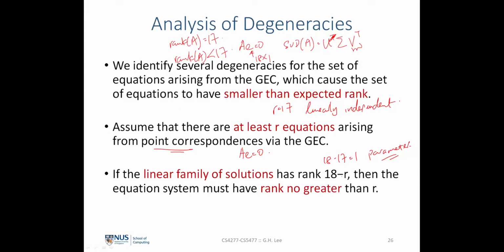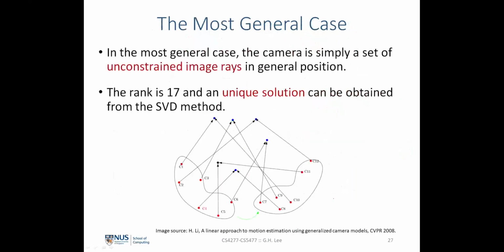And as a result, we will get 18 minus R parameters of a solution where the rank is no greater than R. So in the most general case, the camera is simply a set of unconstrained images in general position. So in this case here, the rank is going to be 17, and from 17 point correspondences, a unique solution can be obtained via the linear 17-point algorithm from solving the SVD.